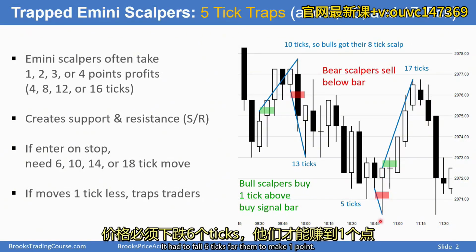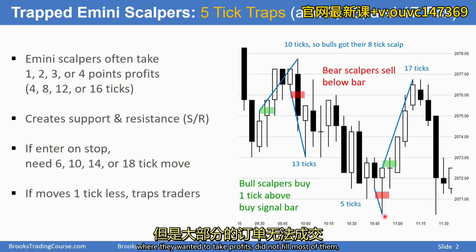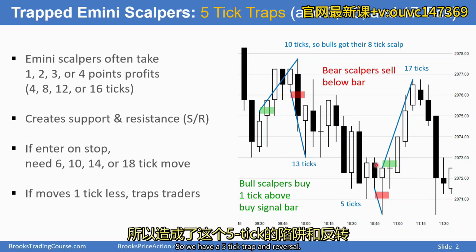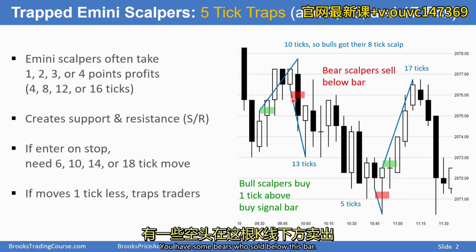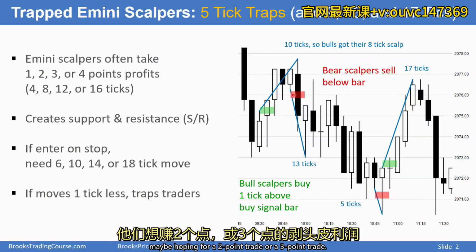It had to fall 6 ticks for them to make 1 point. It fell 5 ticks and hit their buy limit order where they wanted to take profits, did not fill most of them. And as it started to go up, they panicked and they bought. So we have a 5-tick trap and reversal. You have some bears who sold below this bar. They get filled here, 1 tick below that low, maybe hoping for a 2-point trade or a 3-point trade.